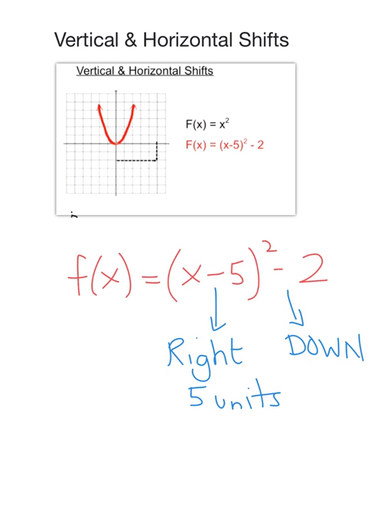So it's a combination of 2 now. And on the graph, you'll see in a minute, we do exactly that. We go 5 to the right, and then 2 down. And that is the answer.